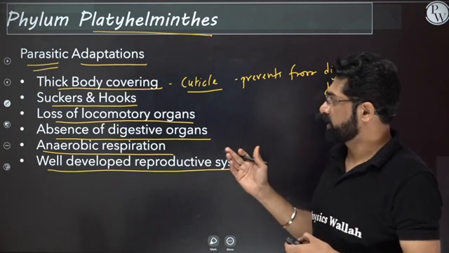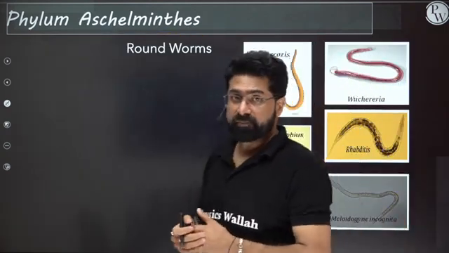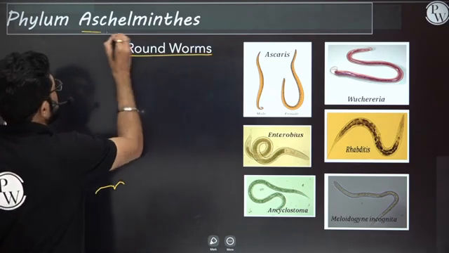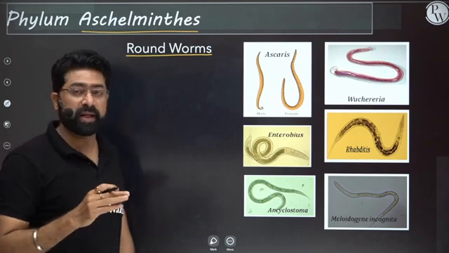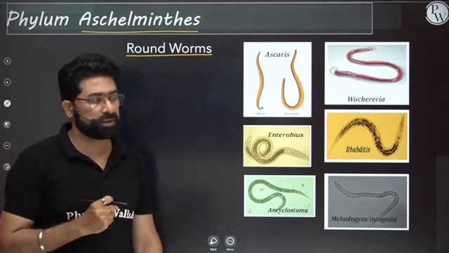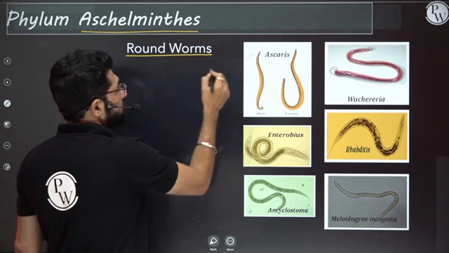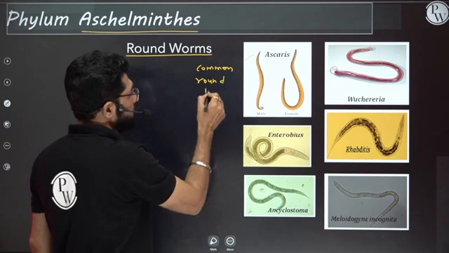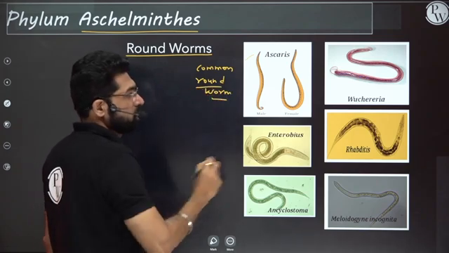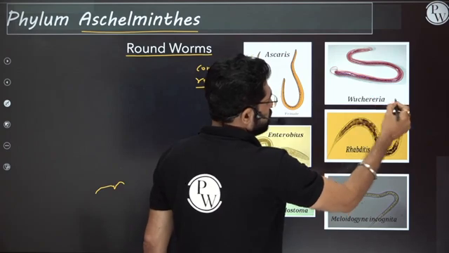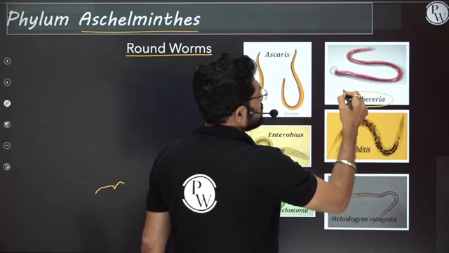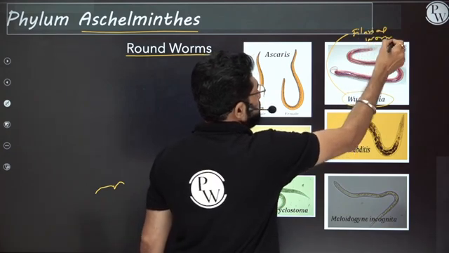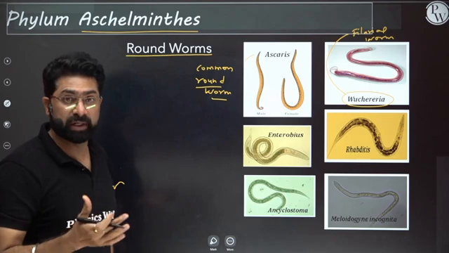Okay. So let's see now the roundworms. The next phylum is your roundworms here. Roundworms, that is Aschelminthes. So Aschelminthes are commonly called roundworms. Ascaris is the common roundworm here. Wuchereria is your filarial worm. Please remember, this is the filarial worm, which causes filariasis or elephantiasis.